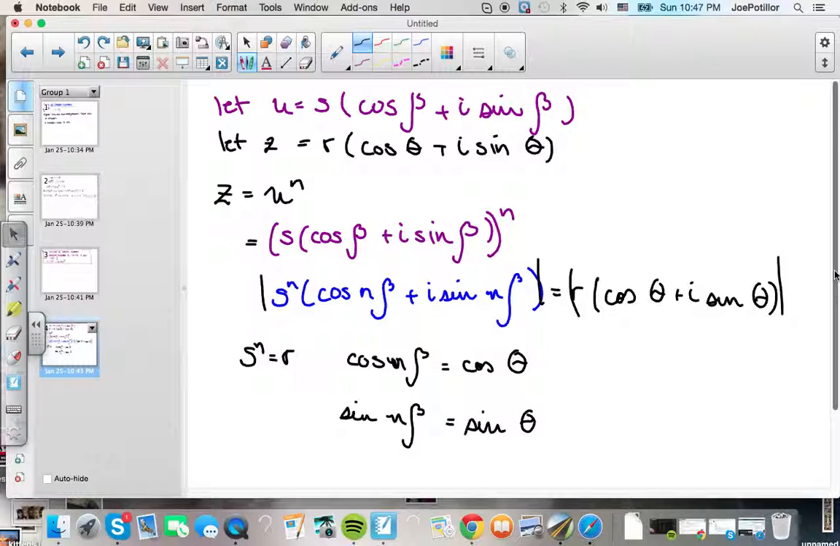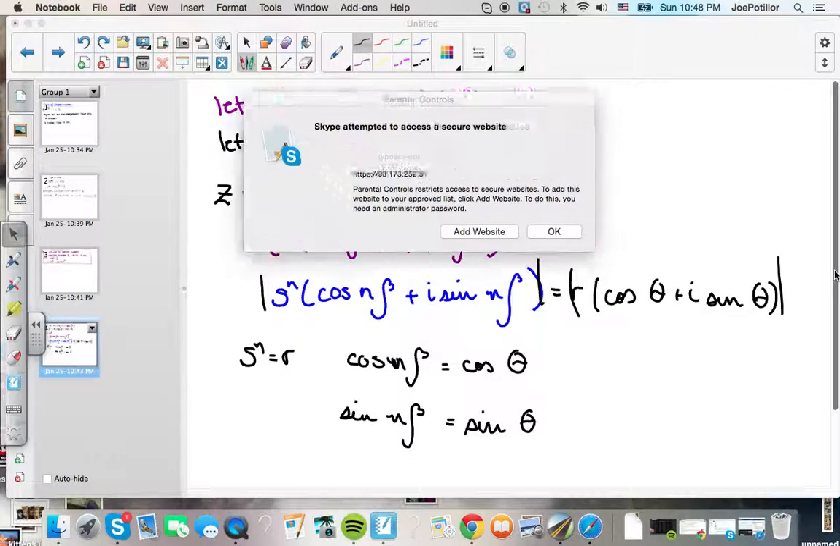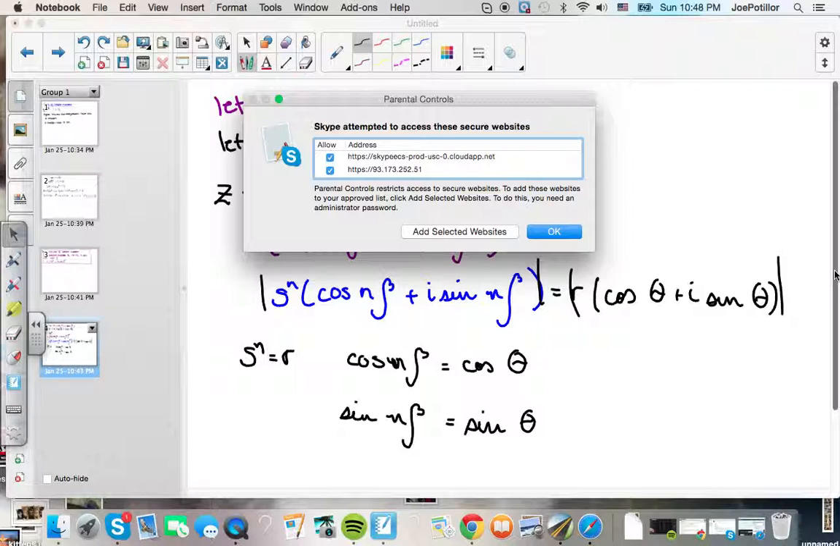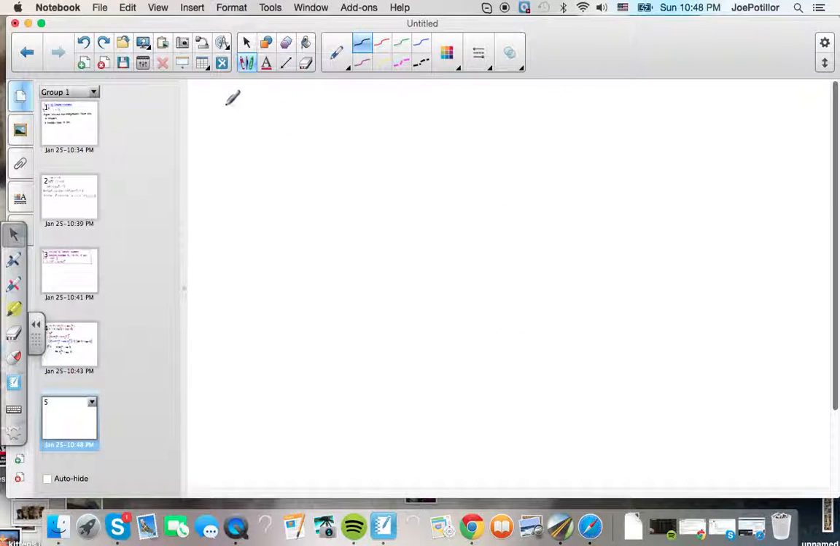Okay? Now, if I know that r is equal to s to the n, I can just divide and get rid of r. R is not really relevant to the discussion. So from here, it's just a matter of recognizing what I have to work with. Right? I know that n beta must equal theta. So from here, let's go to the next page.